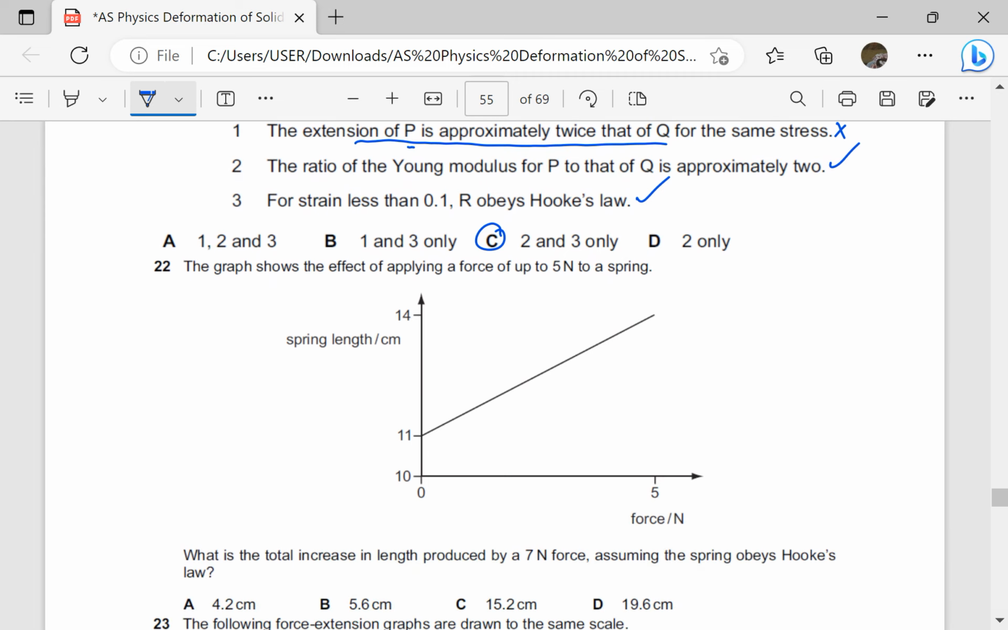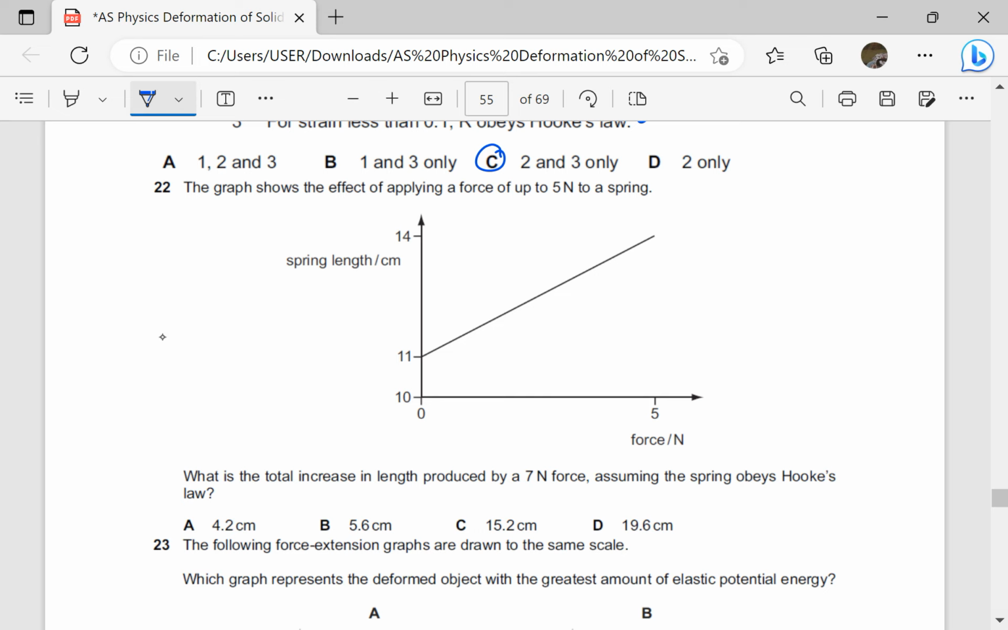The graph shows the effect of applying a force of up to 5 newtons to a spring. What is the total increase in length produced by a 7 Newton force? So let's first find the constant. The constant is going to be F over X by Hooke's law. So if F is 5, then extension is 14 minus 11, that is 3. I think this is 3 centimeters. So this will be 3 times 10 power negative 2, that is X.